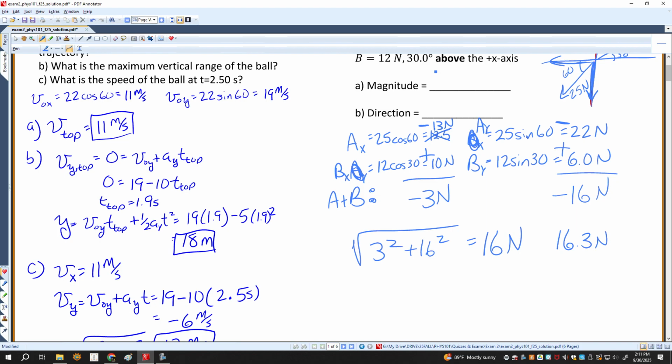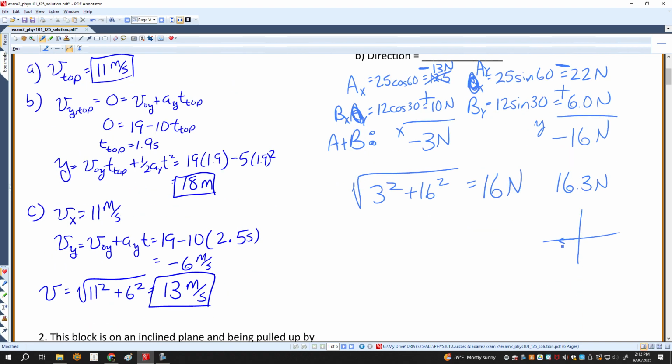And then also the direction would be, well, let's draw it. So this is my y component, this is my x component. So I have negative 3 and then negative 16. So the angle theta is going to be the inverse tan of 16 divided by 3.